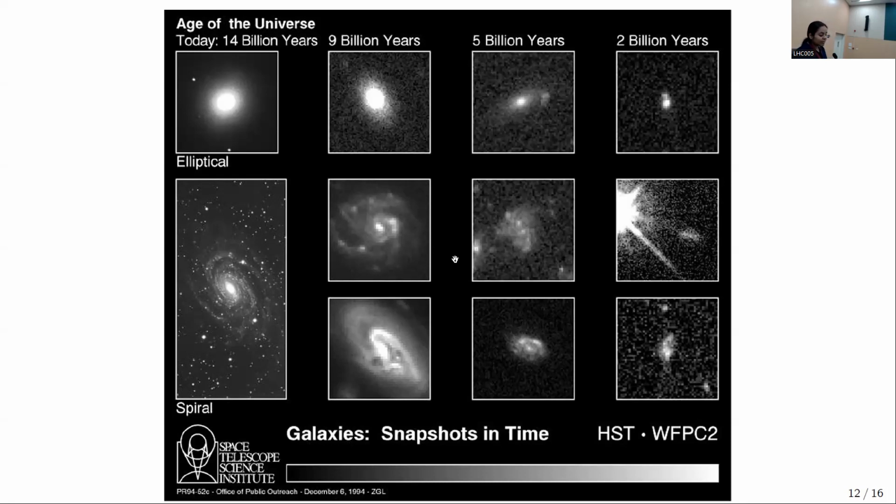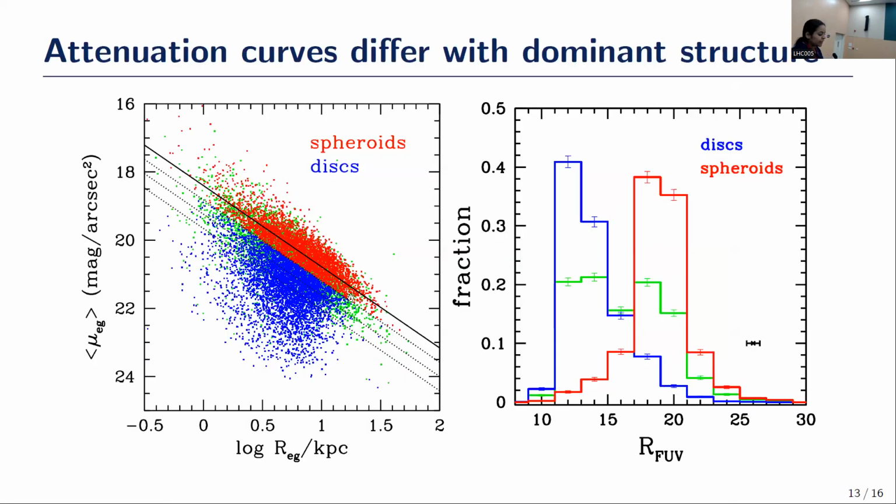If you are able to find the correlation of structure with the attenuation properties, then you can say a great deal about whether the dust properties are different or how similar they are. You will be able to say what have been the dominant physical processes that have contributed to the formation of these galaxies. So what we did is that we had a huge sample of 17,000 galaxies.